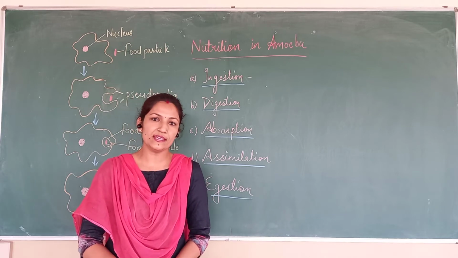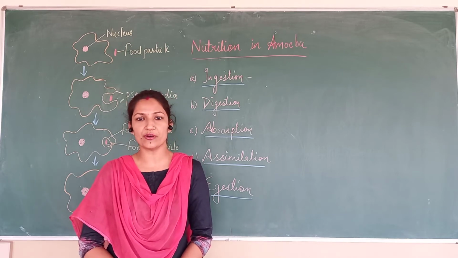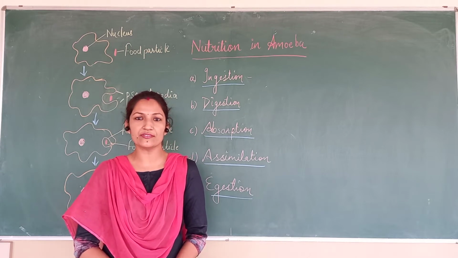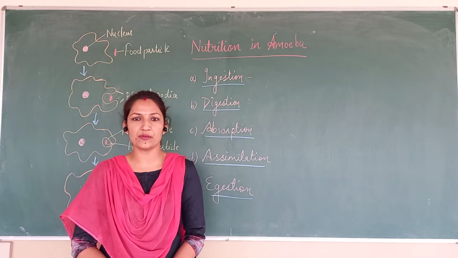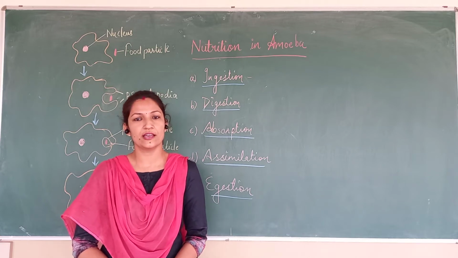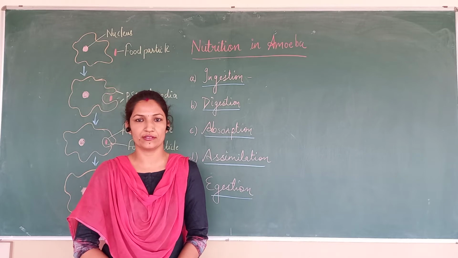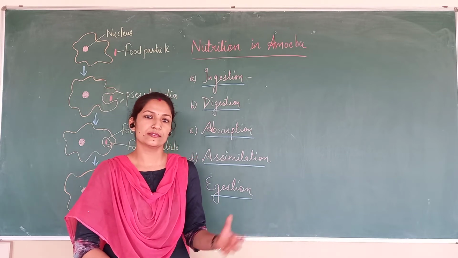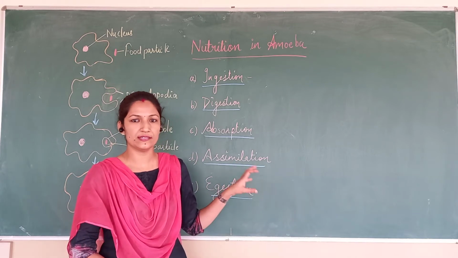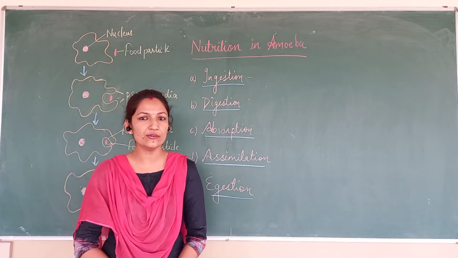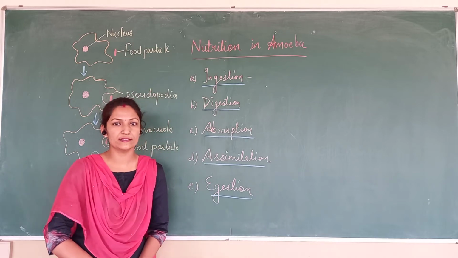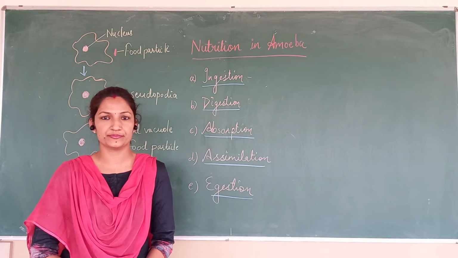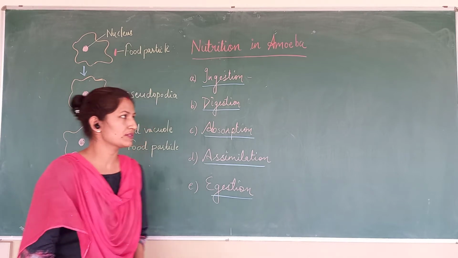So basically the holozoic type of nutrition has 5 steps. Undergoing the 5 steps, the organism is capable of taking the nutrients out of that particular food. So let's see what those 5 steps are and how the different steps occur in the amoeba cell. As we know, amoeba comes under the protista, which is a single cell organism. Okay, so let's talk about it.